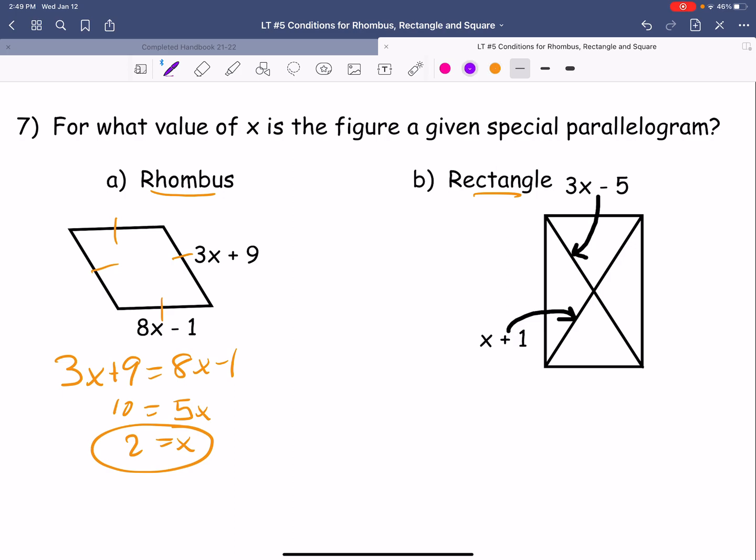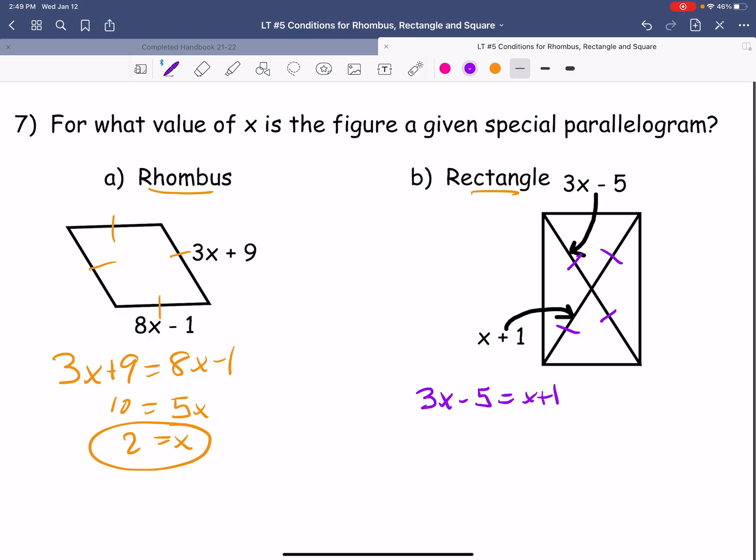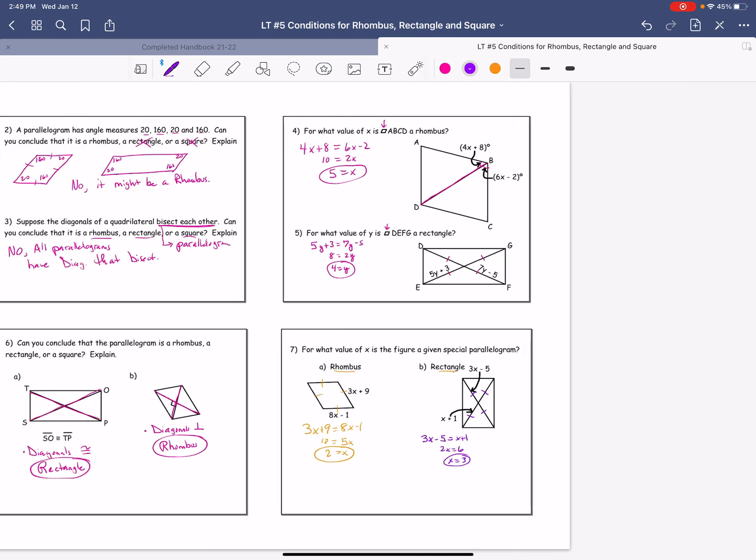And then over here, it's a rectangle, and what we know about rectangles is diagonals bisect each other, a property of a parallelogram, and they're congruent because they're a rectangle, making all 4 of those segments equal to each other. So I set 3x minus 5 equal to x plus 1, and I solve this. So I subtract x, I get 2x, add 5, 6, divide by 2, x is 3. So when x is 3, that figure is a rectangle. And that's all for this movie.